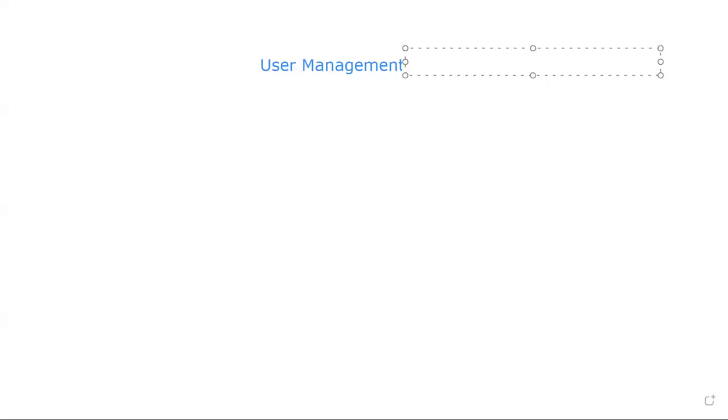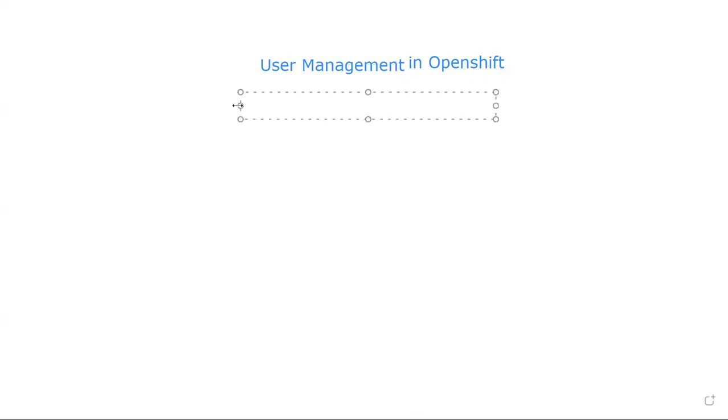So, user management in OpenShift. If you are using the OpenShift console, you will see something called user management, where authentication and authorization will be there. The important thing in OpenShift is RBAC, which is role-based access control.